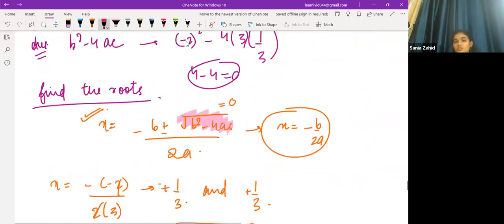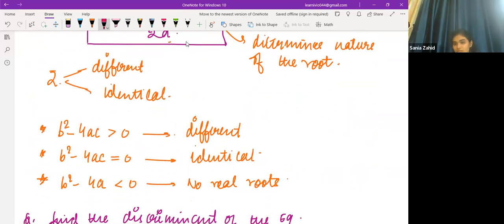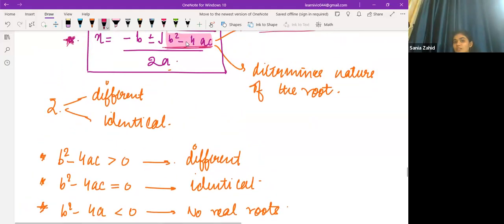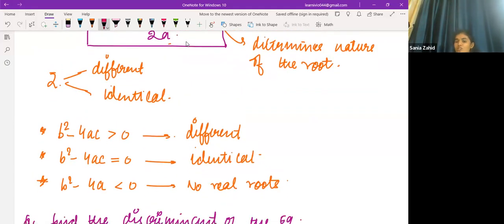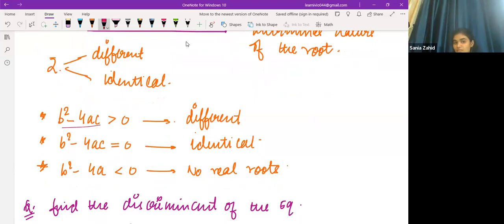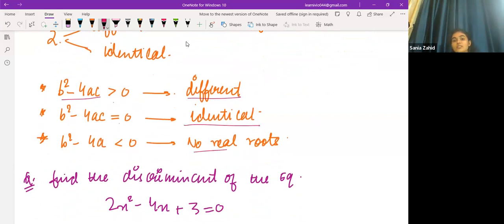So look here, what happens? We have this formula b square minus 4ac. Here b is the coefficient of x, a is the coefficient of x square and c is the constant term. I will find the value of b square minus 4ac. If it is more than 0, that means your roots are different. If it is equal to 0, the roots are identical. If it is less than 0, the equation does not have a real root.